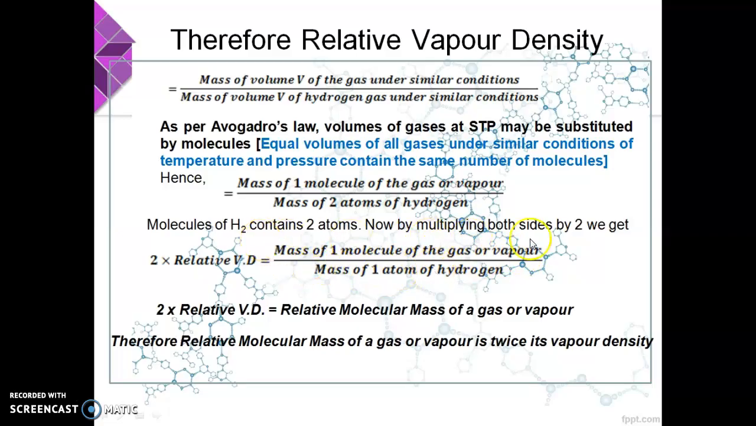If you remember from the previous video of mole concept, you will find this is the basis of the hydrogen scale of defining molecular mass. So, 2 into relative vapor density is equal to relative molecular mass of a gas or vapor. Therefore, relative molecular mass of a gas or vapor is twice its vapor density.